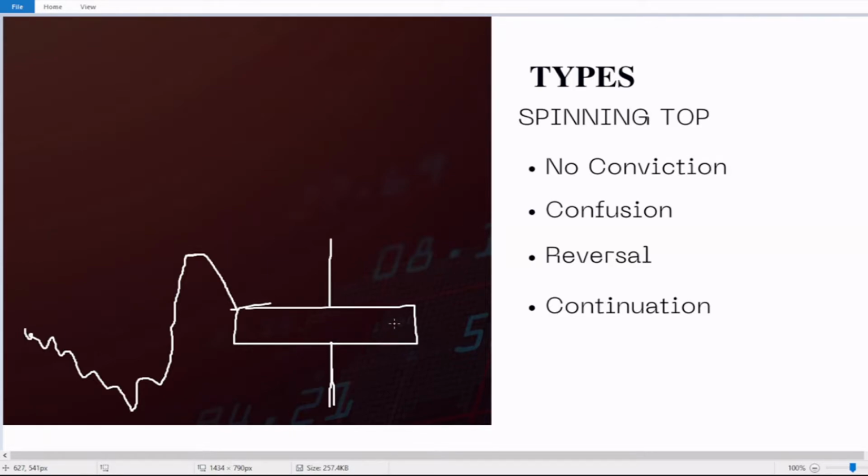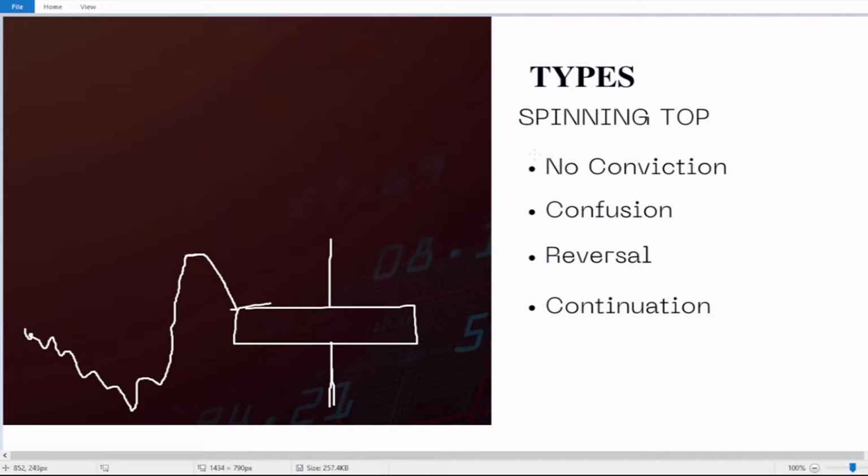You cannot have a big large body. It has to be a small decent sized body with wicks on either side. This is called a spinning top. Now, let us try and understand or interpret what its consequences are. How do we take a trade?